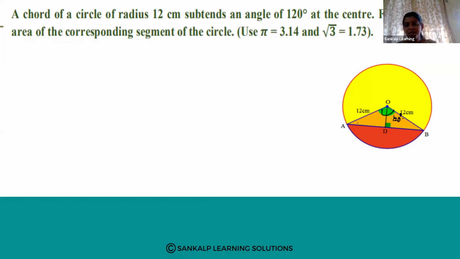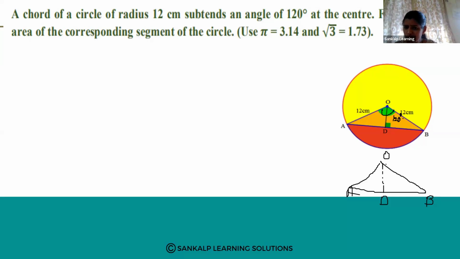So for that, what do we need to calculate? See here, one triangle will form, that is OAB, right? This is OAB. Now, draw one perpendicular OD to the triangle. So this perpendicular divides the big triangle into two equal parts.